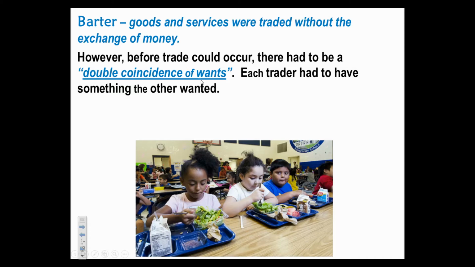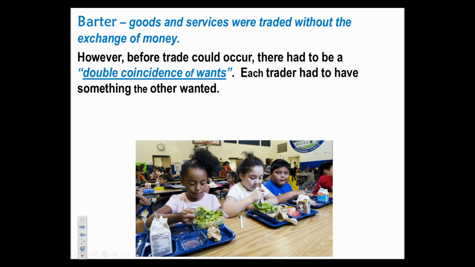I don't know. Anyway, the problem with this is that before trade could take place, there had to be what's called a double coincidence of wants. That means two people had to have things that each of them wanted from the other. Okay? So that's very difficult.